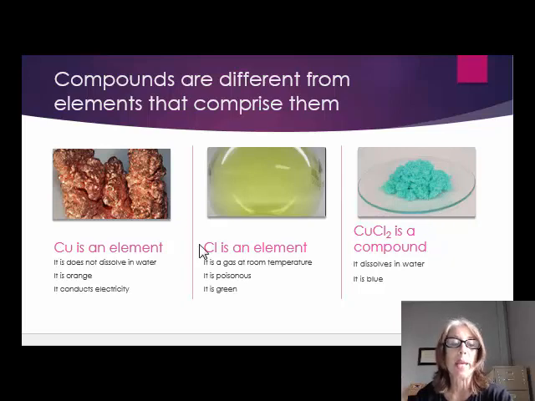Copper 2 chloride is made of copper and chlorine, but this compound is completely different than the elements that make it up. Unlike chlorine, it is a solid at room temperature. Unlike both elements, it readily dissolves in water, and unlike both copper and chlorine, it's blue. There's no way by looking at this compound that we could figure out what elements comprise it. It's not always easy to know if something is a compound or not. However, any chemical with a formula that has more than one element is definitely a compound.